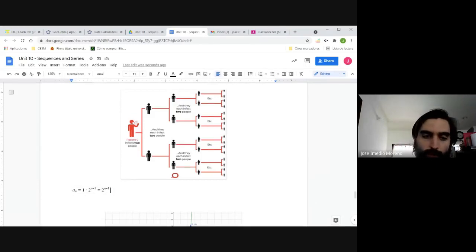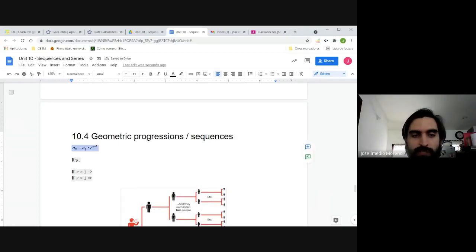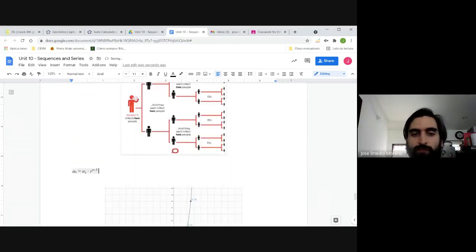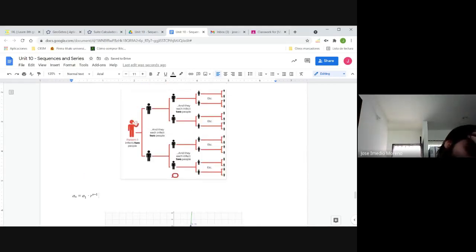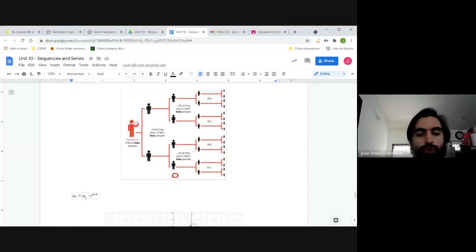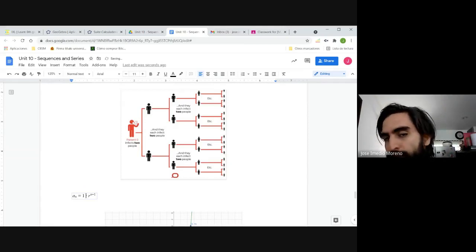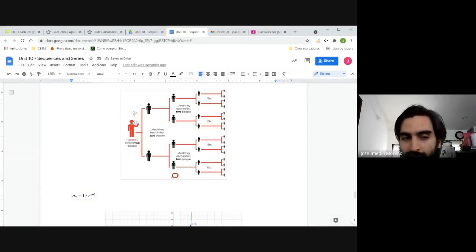We are going to take the geometric sequence formula, the general term, which looks like this, and we are going to replace the values. So the original value, a sub 1, is 1, because on the first day, I have only one guy who is infected with the virus. So a sub 1 is 1. How many people does each infected person infect per day? 2.